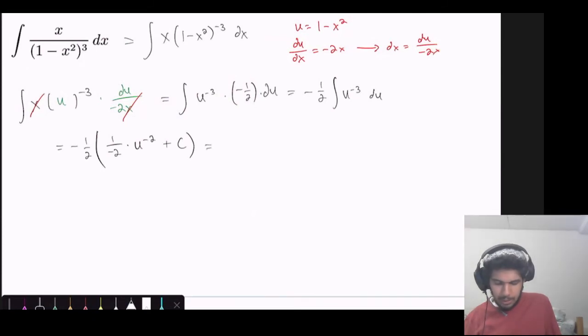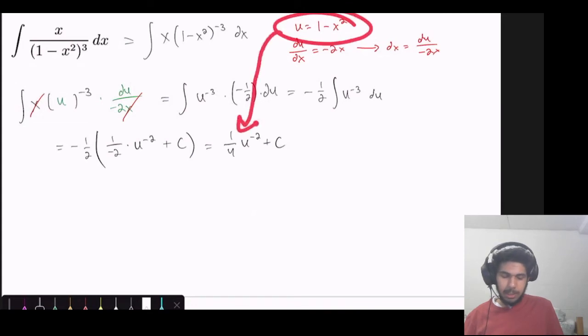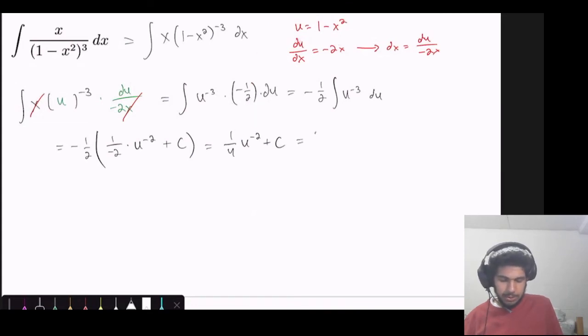We can multiply this out, and we'll get 1/4 u to the negative 2 plus c. And lastly, we need to make our change of variables back in terms of x. So we'll take this, plug it back in there, and our final answer will be 1/4 (1 minus x squared) to the negative 2 plus c.